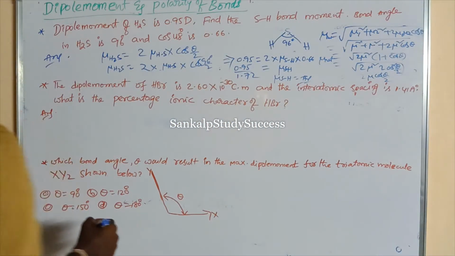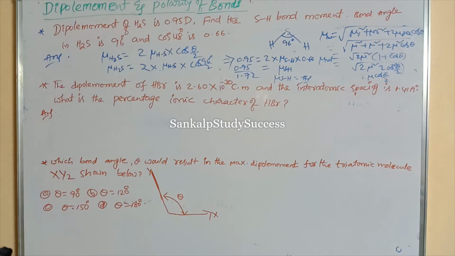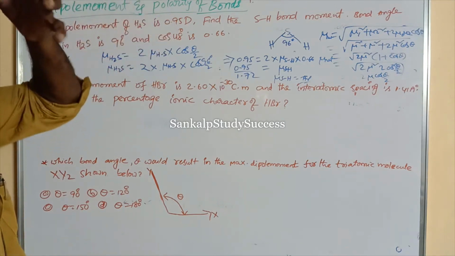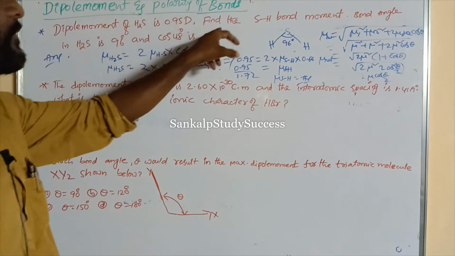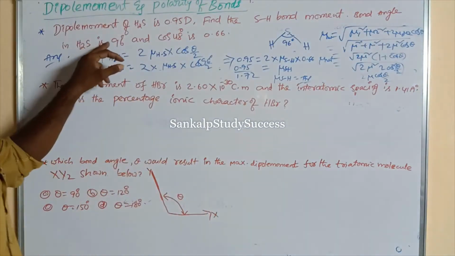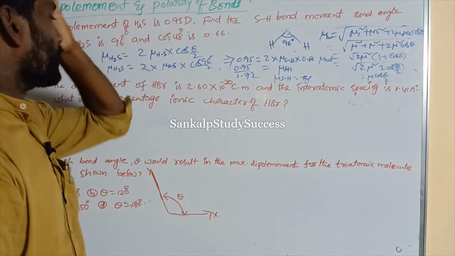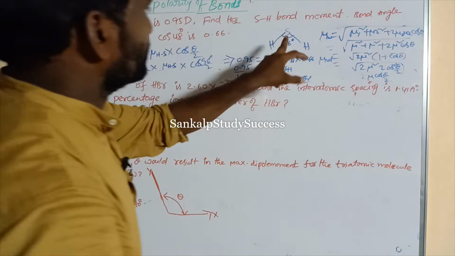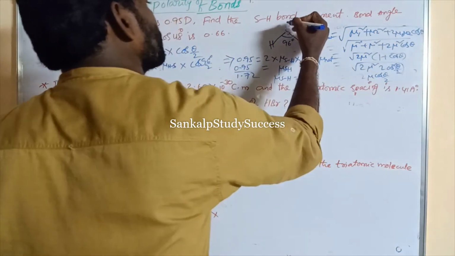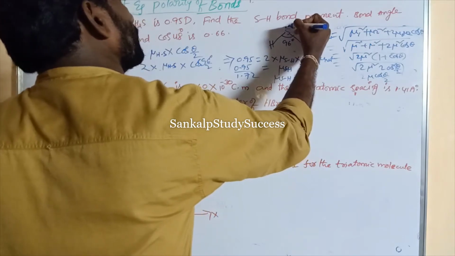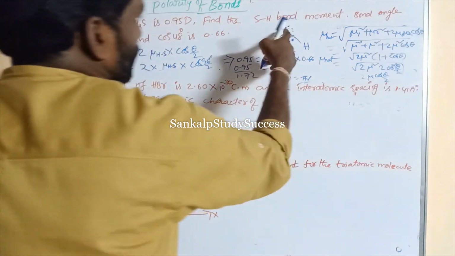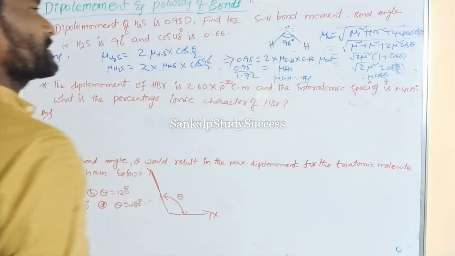And next question. So once again, first question: the dipole moment of H2S is given, its value is 0.95 D. Find the S-H bond moment. The bond angle in H2S is 96 degrees and cos 48 degrees is 0.66. This is the shape of H2S, bent shape. Sorry, two lone pairs are present on S. So this is the bent shape, and the two S-H bonds are present in H2S.